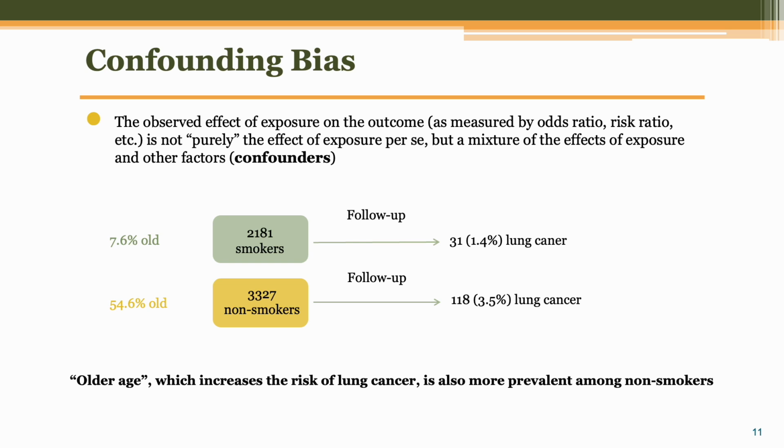More than half of the non-smokers are old people, while only 7.6% of the smokers are elderly. As older people are in general at higher risk of lung cancer, the observed higher risk of lung cancer in non-smokers could be partly or totally due to the older age in this group. This phenomenon is called confounding.